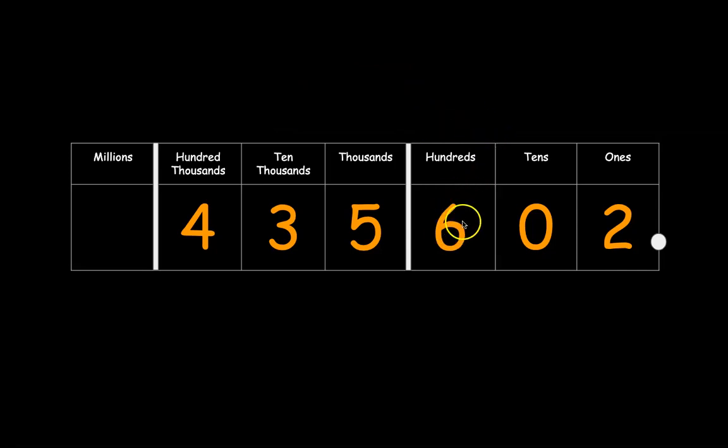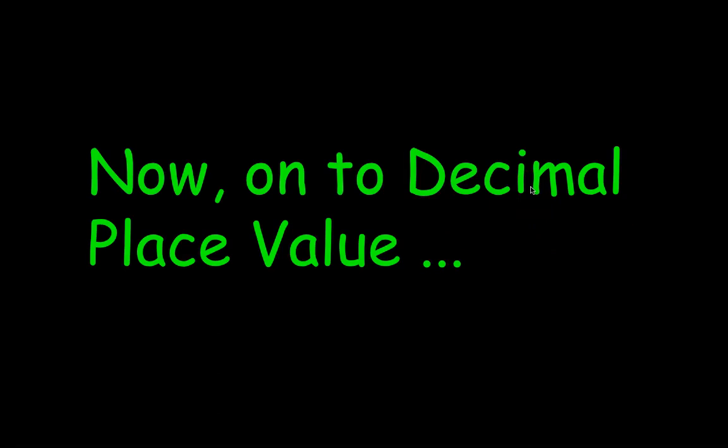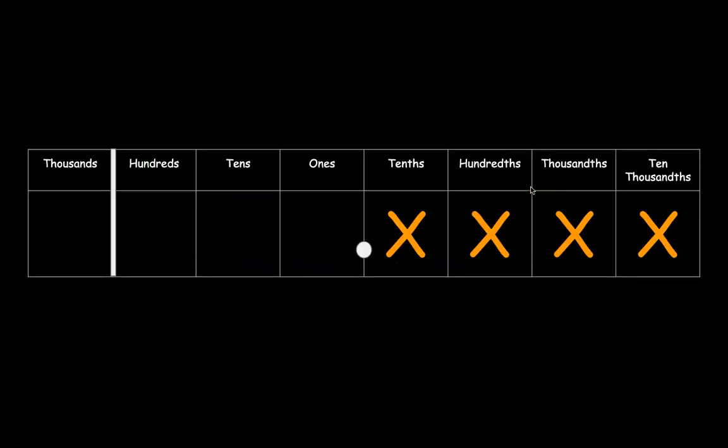This 6, yes, it has a place value of hundreds, but its value is 600. This 0 has a place value of tens, but its value is 0. It's not worth anything, even though it is in the tens column. So let's move on to decimal place value.